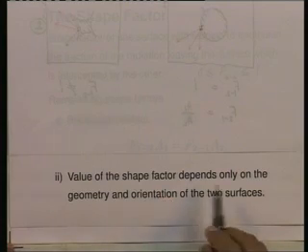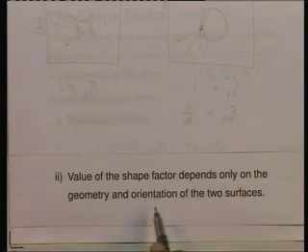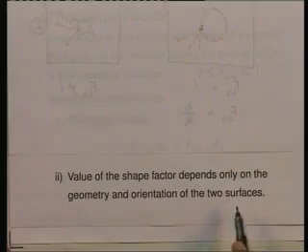So, that is the first remark that we want to make about shape factor. The second remark which I want to make about shape factor, and which is rather important, is the following. The value of the shape factor depends only on the geometry and orientation of the two surfaces. You will notice when we put the definition, we took temperature outside the definition. There is no T1 or T2 in that definition. So, shape factor does not depend on the temperatures of the surfaces, it depends strictly on the geometry.